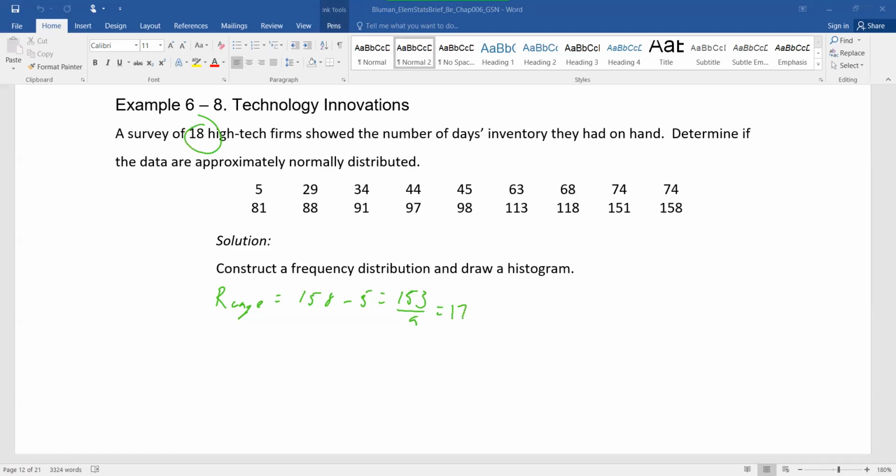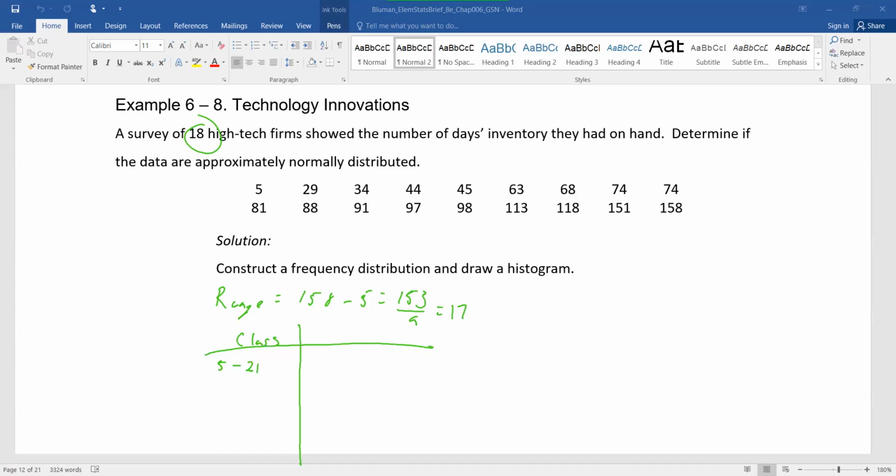wide. So the first class will be 5. And remember, we don't add 17 to this, we would add 16 to this. So what's 5 plus 16? 21. Now, recall that's still 17 numbers, right? 5, 6, 7, 8, 9, 10, 11, 12, 13, 14, 15, 16, 17, 18, 19, 20, 21. There's 17 numbers, right?